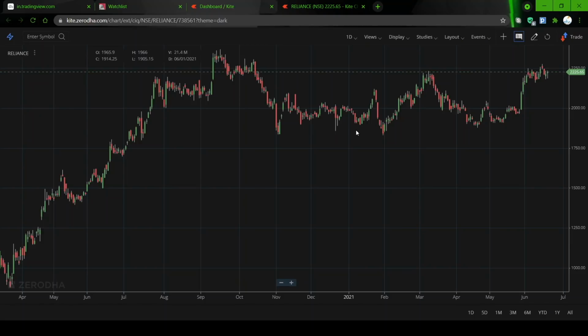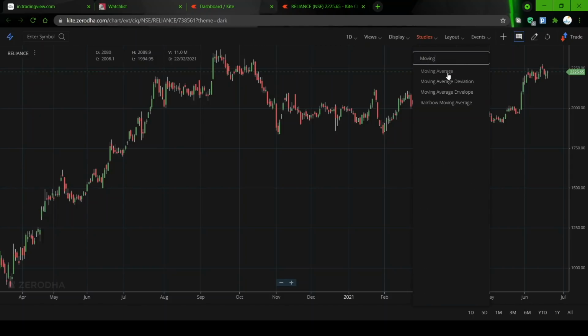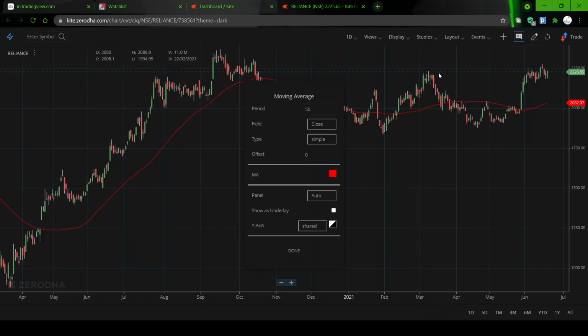So I am with the Zerodha interface. This is a TradingView chart. Let us go into the studies and we can start adding moving averages. I'll start fresh. You just type moving and you will get moving average. We will go to moving average, and it will add the first moving average.